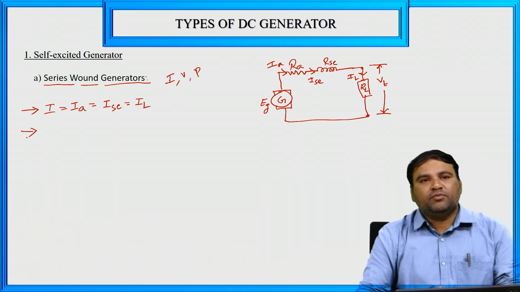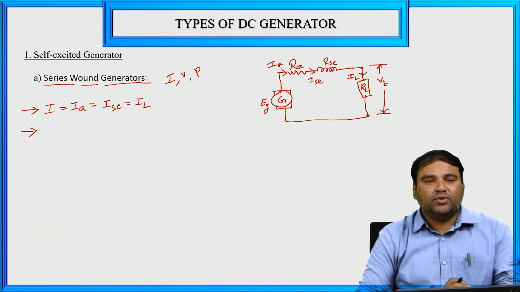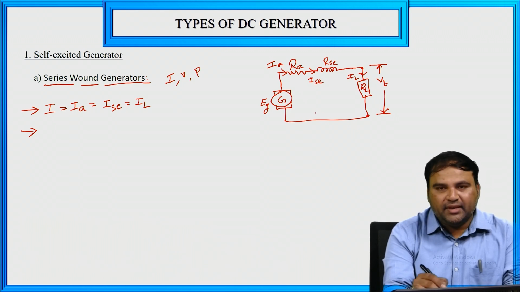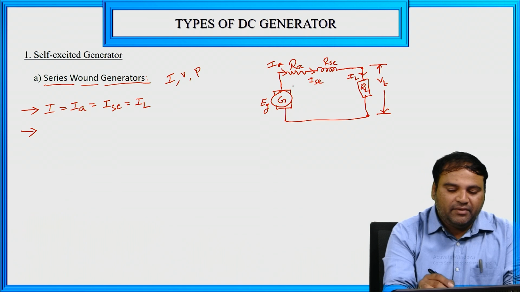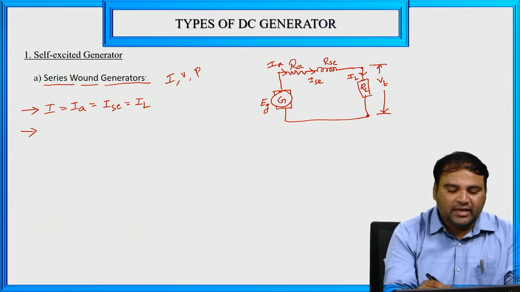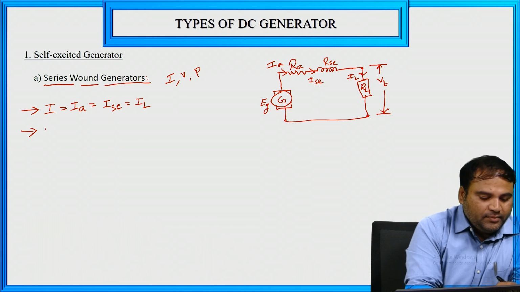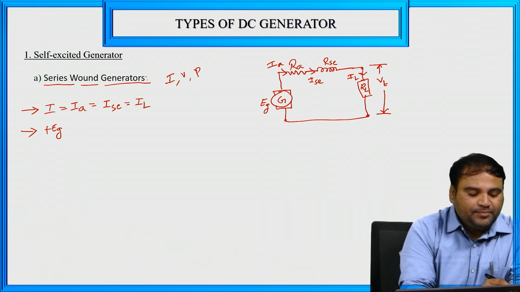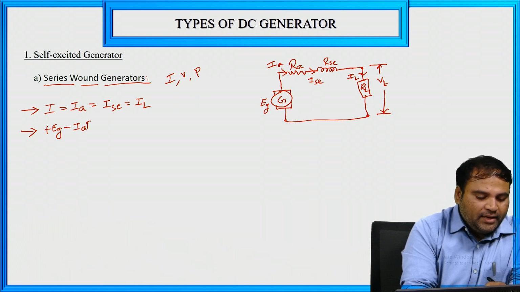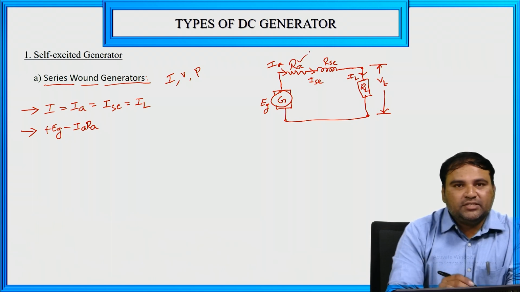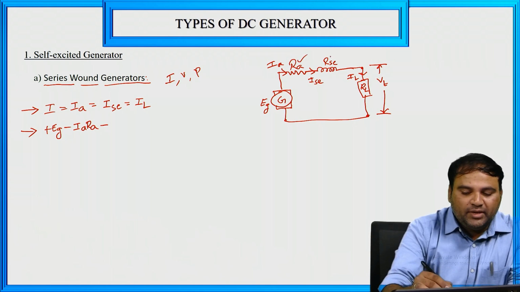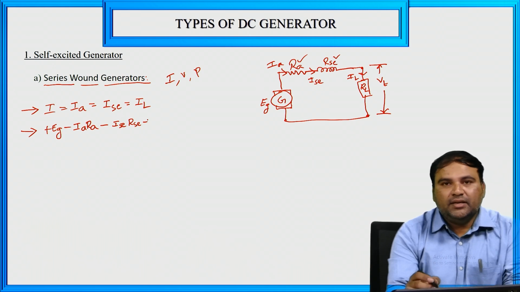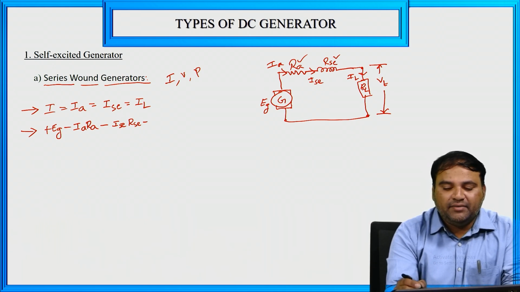Similarly, the voltage relation. What about the voltage relations here? For the voltage relation of the series wound generator, we have to apply KVL in this single loop. I am starting from here: plus EG, taking the second polarity, minus IA RA, which is the voltage drop at RA, minus the voltage drop at RSC, which is ISC RSC, minus, and here we can directly take VT.